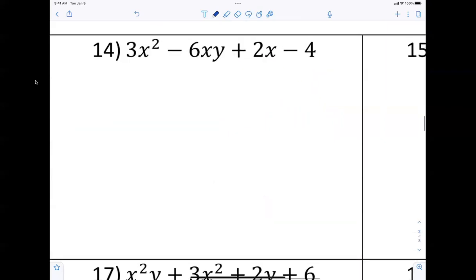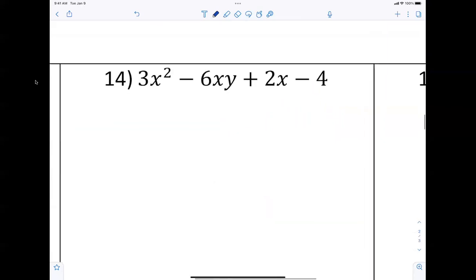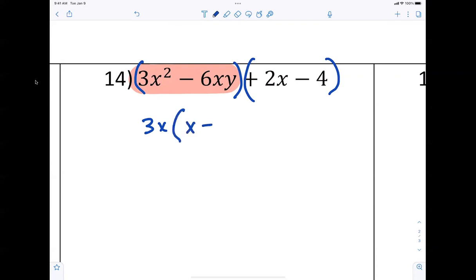Okay, now a little bit deeper. All right, here we go. Still, how do I know it's by grouping? Because there are how many terms? 4 terms. So here we go. Grouping. Now, what's common? Be careful. 3x. There's a common 3x. What's left behind? X minus 2y.